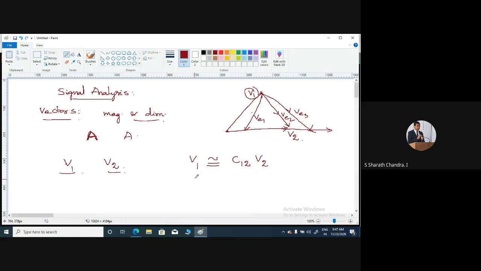In order to have a better approximation, generally we say that it can be equated by considering the error vector also. Therefore v1 is equal to c12 v2 plus ve, where ve represents the error vector. Similarly, you can represent with respect to all these vectors also, ve1 or ve2 or ve3. You can always write v1 as c12 v2 plus ve1, or ve2, or ve3, and so on. Since there are infinitely many ways possible, you can always represent it in the form of any error vector.